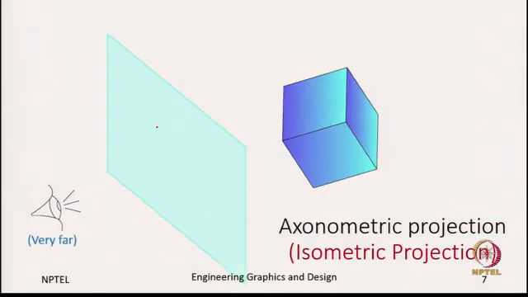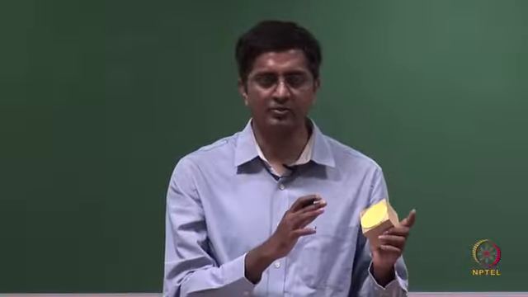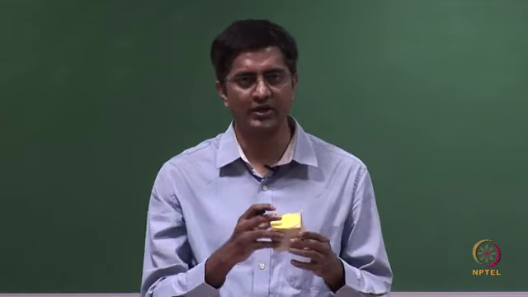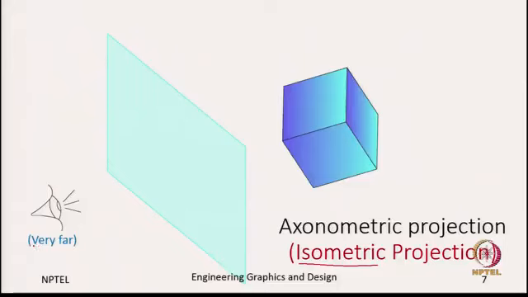So, the other category is what we call axonometric projections. There are multiple axonometric projections, it is again a group of projections, but most commonly used in engineering practice is the isometric projection. So, what we mean by this is, like previous multi-view projections, we again say that the observer is very far, which means the projectors are all parallel.